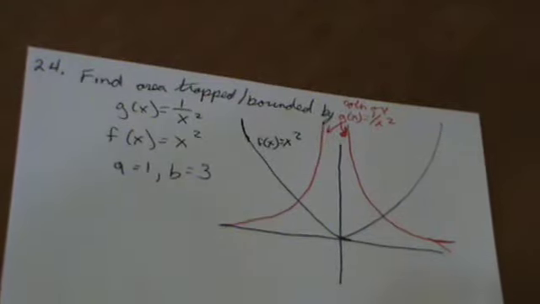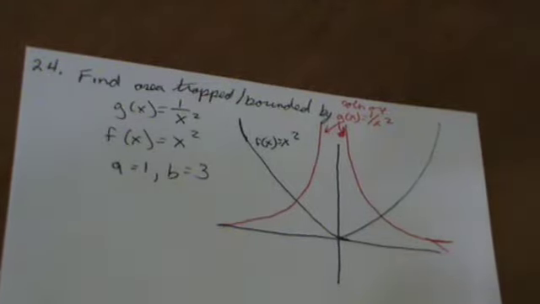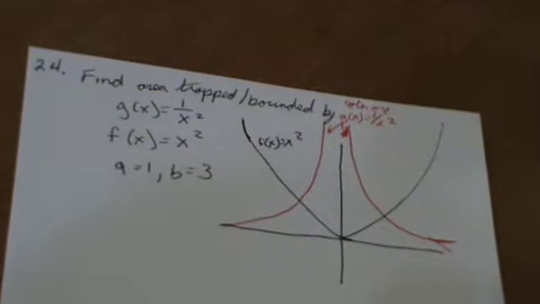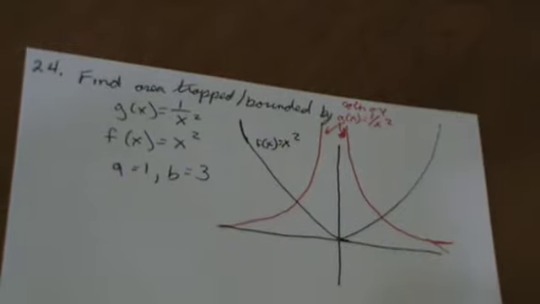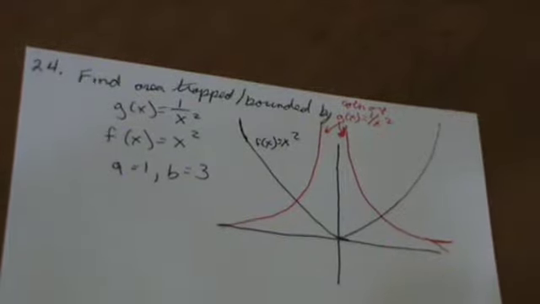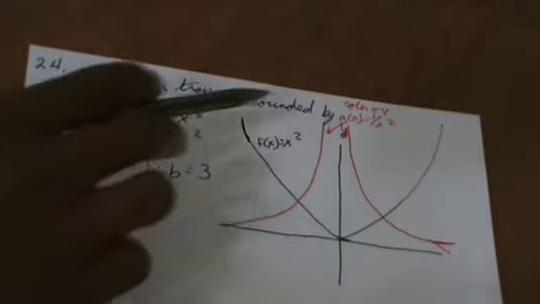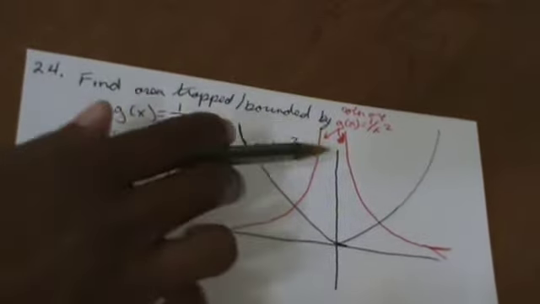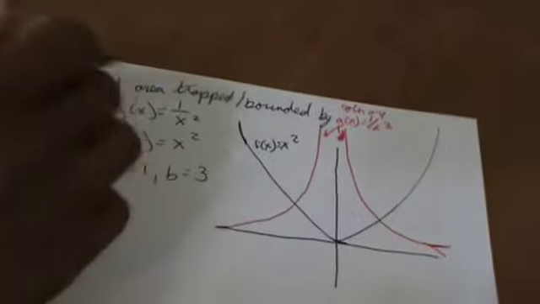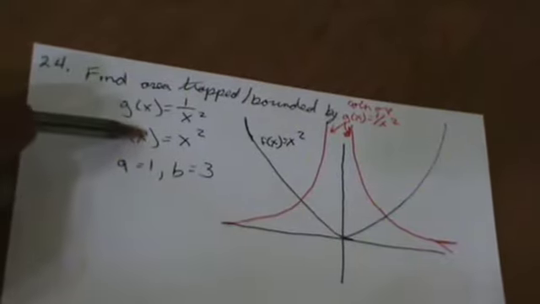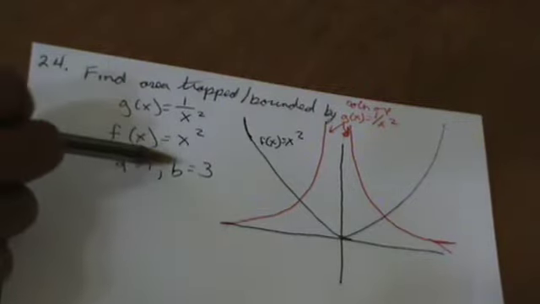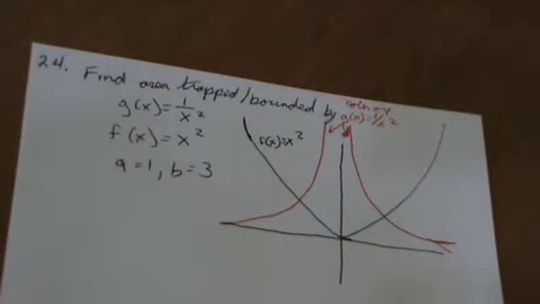All right, this problem is also in your notes, so please take advantage of what you see there to learn the material in this section. So what happens if you have g of x equals 1 over x squared? Notice the red, both of these are 1 over x squared. And then you have the black one, which represents f of x equals x squared. And this says your a starts at 1 and your b starts at 3.